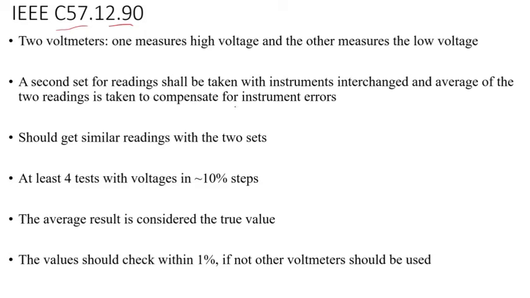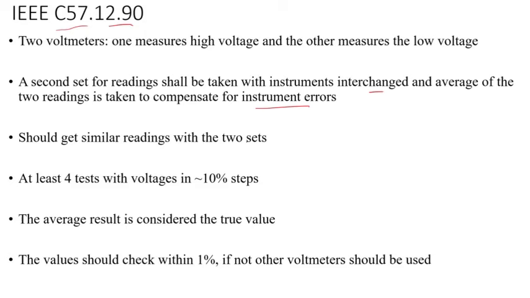The second set of readings shall be taken with instruments interchanged, and the average of the two readings is taken to compensate for instrument errors. In other words, you swap the voltmeters and then you repeat the measurements. That way, when you average the two, because you had a voltmeter on the high side and a voltmeter on the low side, then you swap them and take another set of measurements, you can remove instrument error, any error introduced by the measuring instruments.